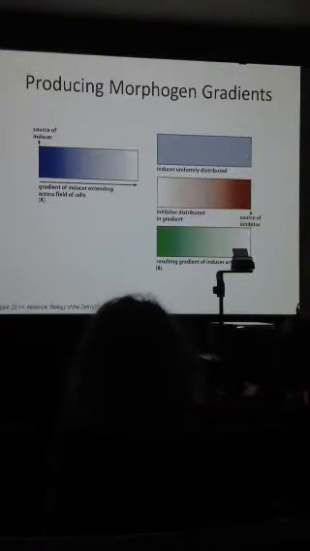So again, there are just a number of ways you can actually end up getting a morphogen gradient. It doesn't matter how it gets set up, it's going to have the same effect. Cells here are going to develop one way, cells here are going to develop another.